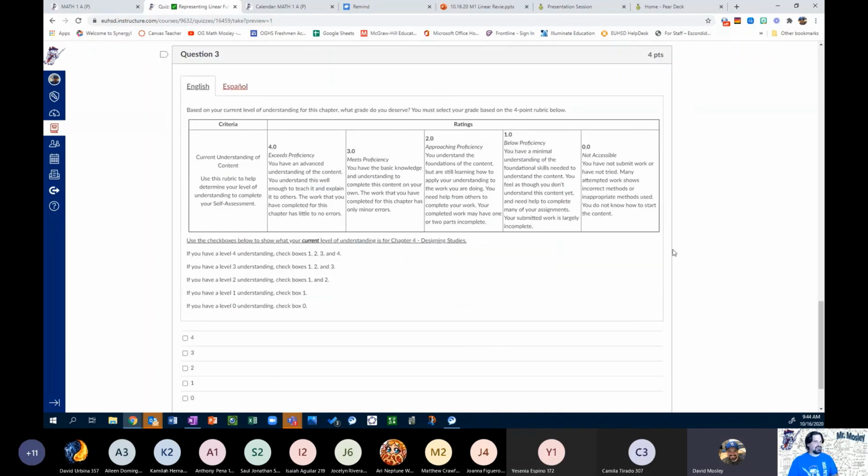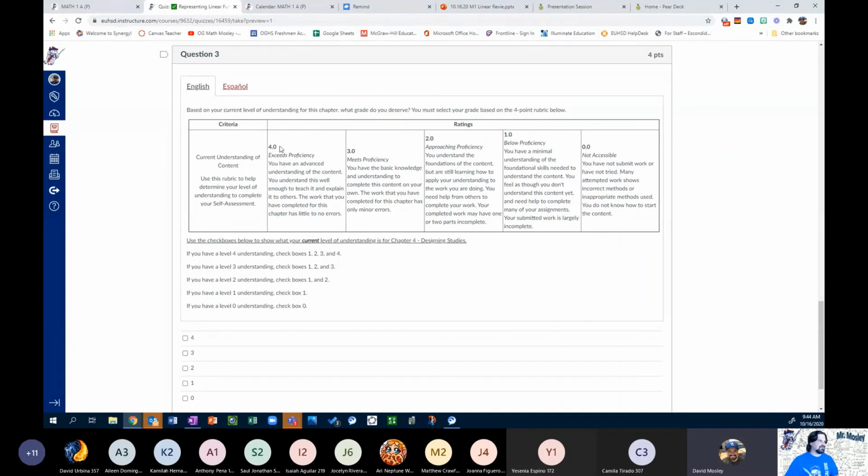And lastly, we have our rubric. This is a 4-point rubric, so you have to place yourself somewhere in the rubric. You cannot do a half. It must be a 4, 3, 2, 1, or 0. If you're simply completing this assignment, you're not at a 0. You are definitely above a 0 because you are trying this assignment.